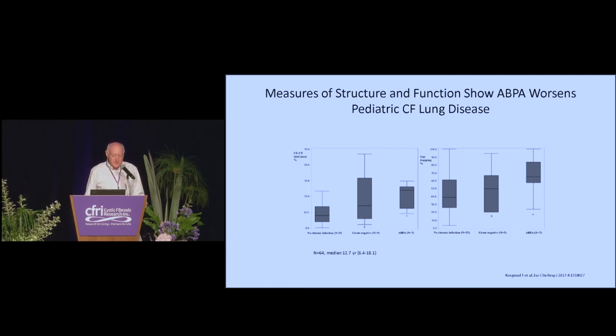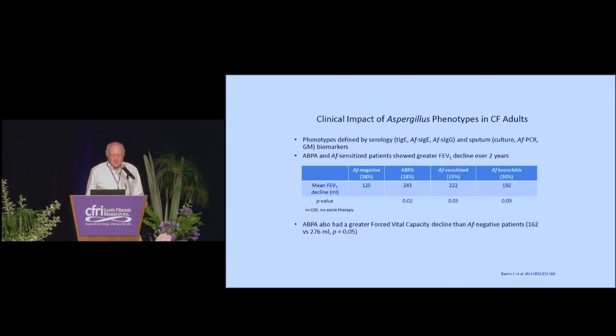And what you see there on the left is that the CT score, which is a way of grading the severity of structural damage, is greater. And on the right-hand side, a test of airway inhomogeneity, the lung clearance index, shows that there's more trapping and non-functional lung tissue in the cases of ABPA than in other forms of infection. So it's a bad problem to have.